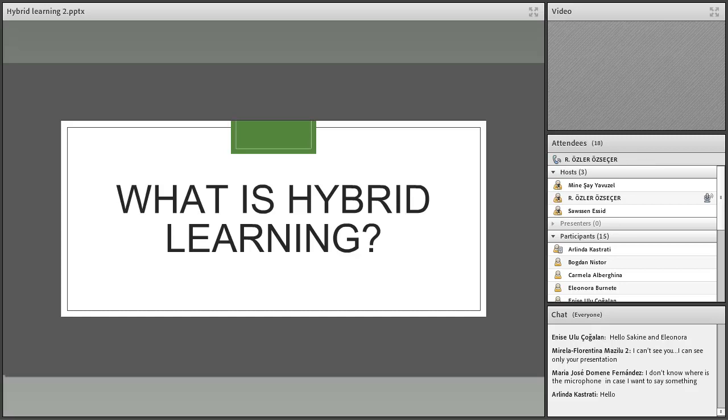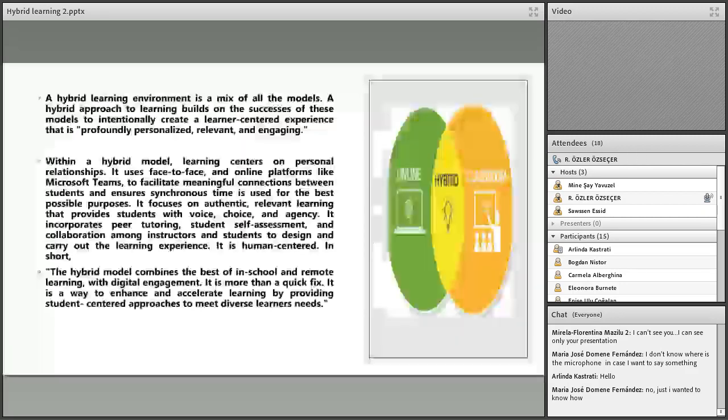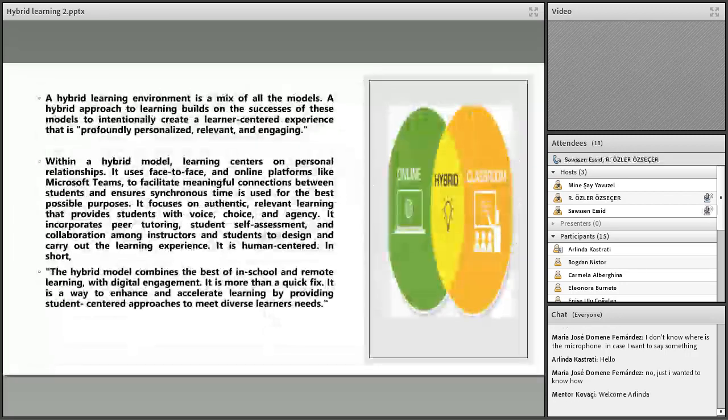Okay, now this is the question. This is the main basis question of today's webinar. What is hybrid learning? Here you can see the chart on my slide. On your left is the online, on your right the classroom, which means face-to-face, and then in the middle the common part of it is hybrid. I mean, the chart maybe makes it clearer to you.